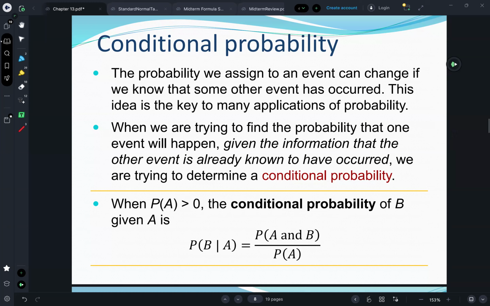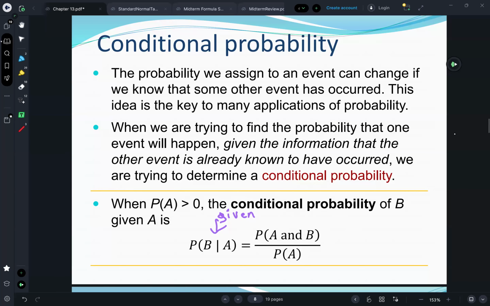When we are trying to find the probability that one event will happen, given another, we use the word "given," with this little notation, a pipe. It's on your keyboards. The probability of B given A means the probability that B will occur given A has occurred. That can change the outcome if they're not independent.